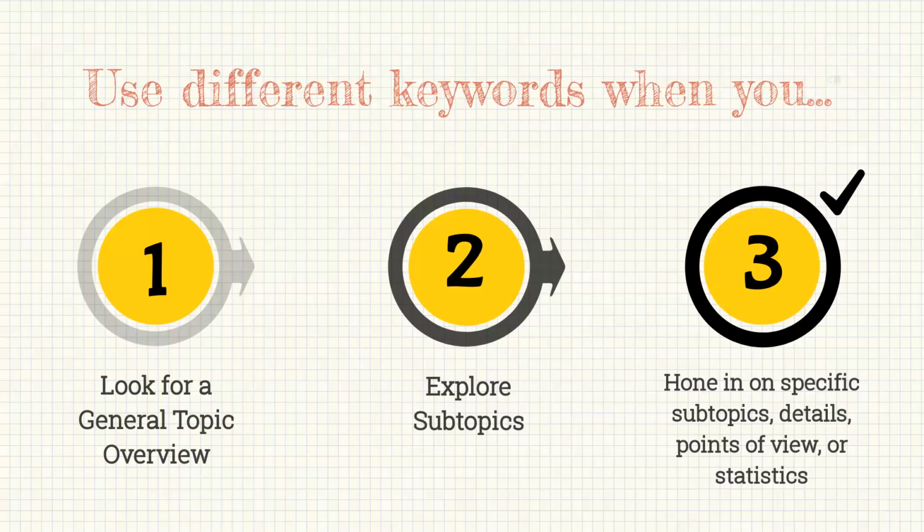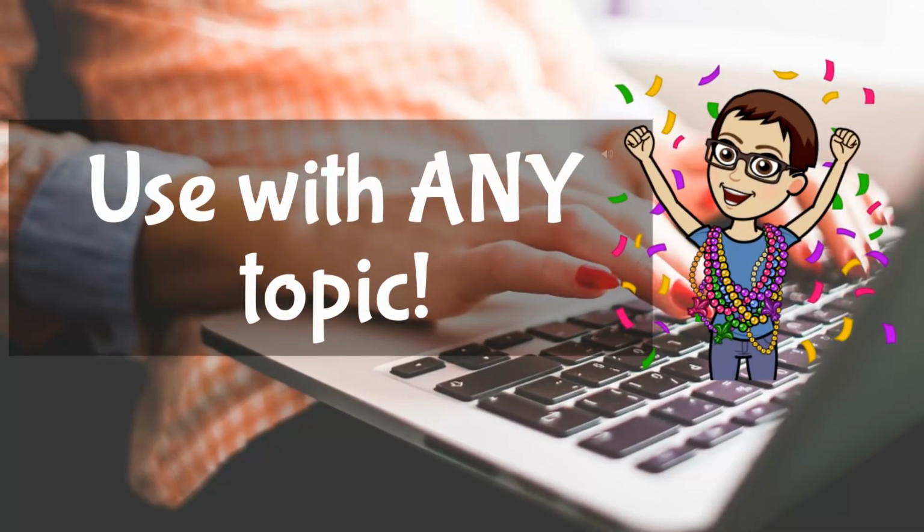After you've made those decisions, you're ready for step 3. You'll use really specific keywords here to hone in on the different subtopics, details, points of view, or statistics about your topic. Today we've been focusing our strategy on a pro-con topic, but the truth is, you can use this strategy with any topic. You can also use it with any database, and you can use it to up your Google game to be able to find information.